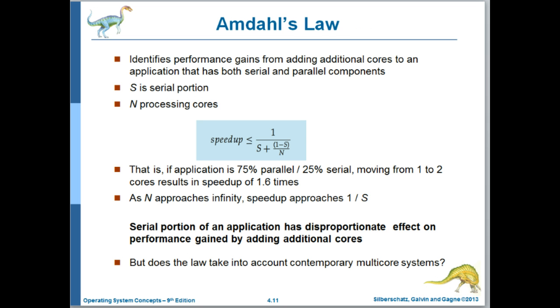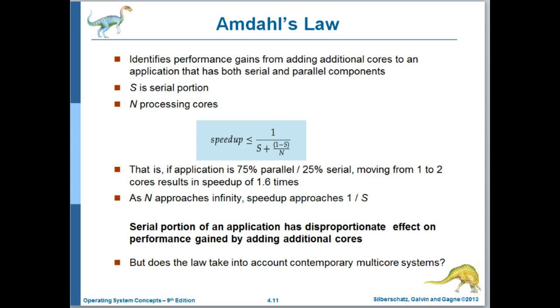So as stated here, Amdahl's law says that the serial portion of an application has a disproportionate effect on performance gain by adding additional cores. The weakness in Amdahl's law is that it assumes that we keep running the same program on the same data set. What adding cores can help with is scaling the problem to larger data sets. Amdahl's law doesn't account for that.